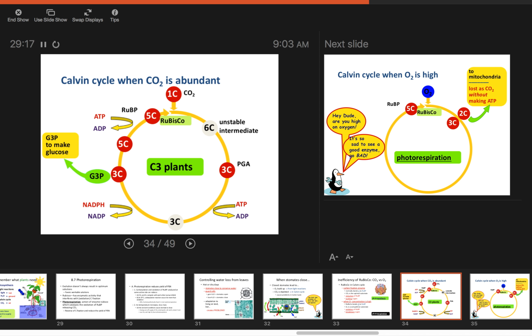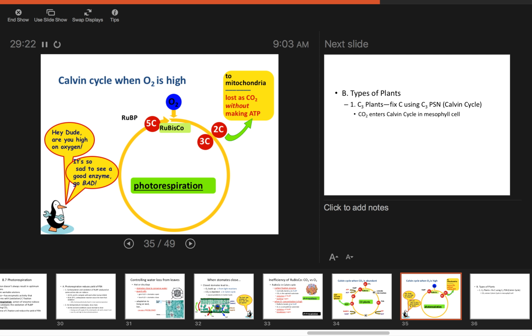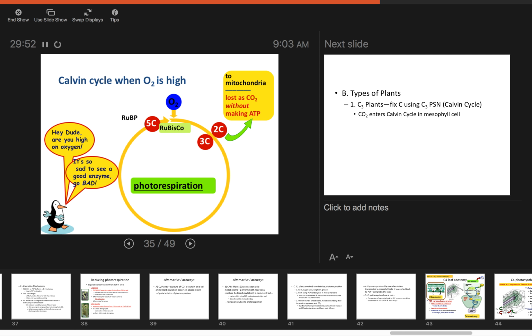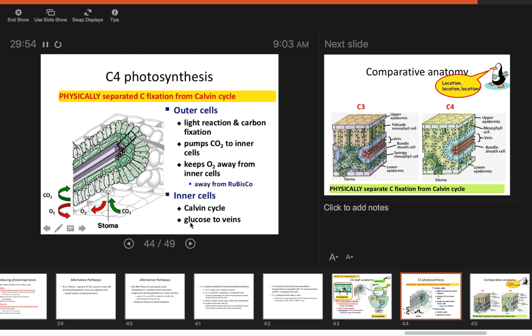All right. So the Calvin cycle occurs when CO2 is abundant. But when the Calvin cycle doesn't have CO2 and has high oxygen levels, this is what happens. Oxygen comes in and binds to RuBP through the enzyme rubisco, right? And now this sugar molecule, instead of being an intermediate 6-carbon, basically just gets broken down immediately into smaller molecules. So it goes to the mitochondria, and we use it for respiration, but we don't make any ATP really in the process.